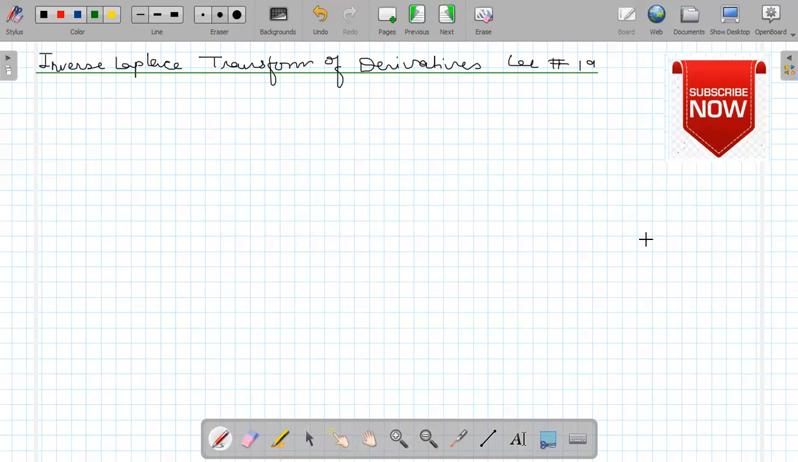So before telling this property, it is necessary to know the condition. If that condition is true or fulfilled, or if you see that condition appears, then you can use this property.